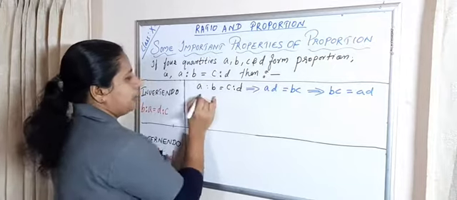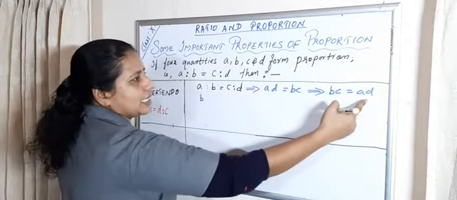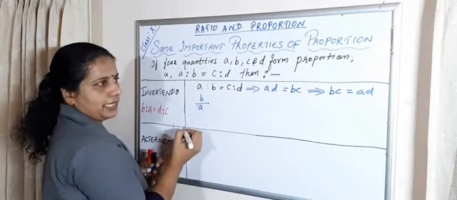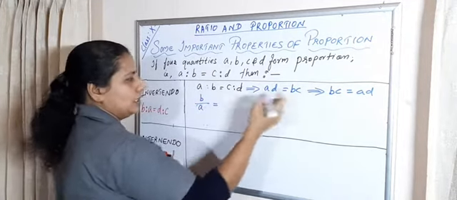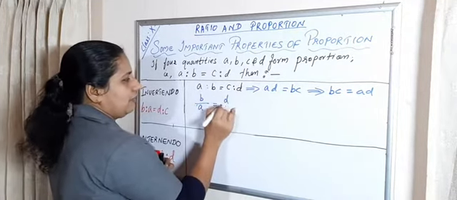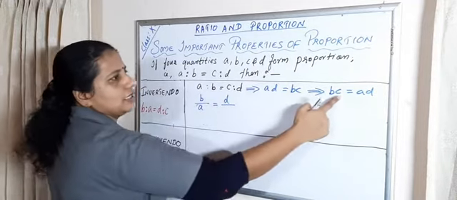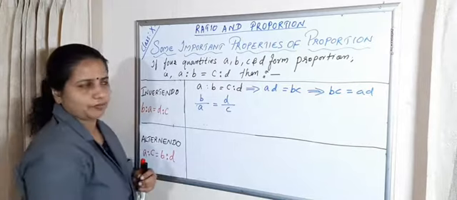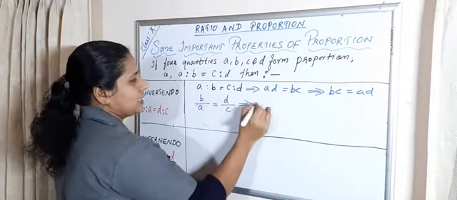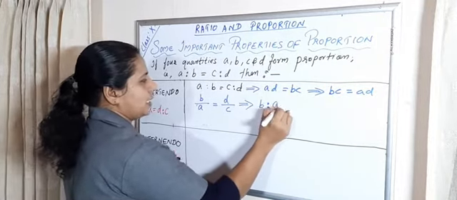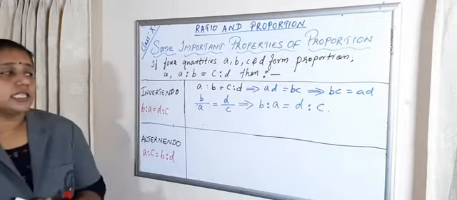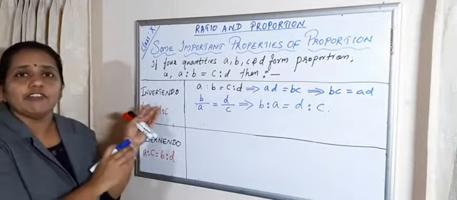Now look here. I'm keeping B here and taking that A to the left side, that is B by A, equal to D by itself, and taking this C to the right-hand side, that is D by C, which implies B is to A is equal to D is to C. This is the property invertendo.